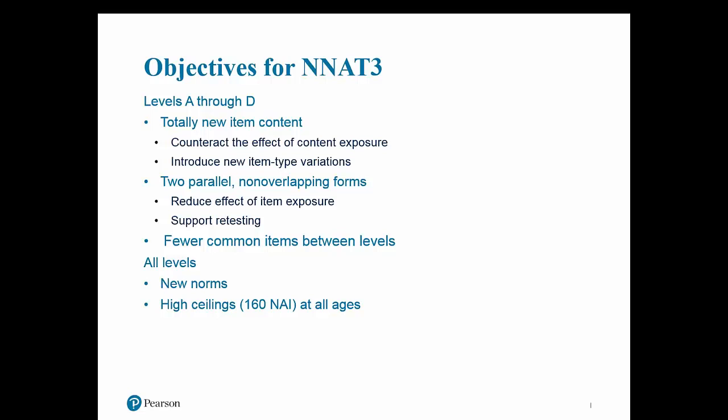It does have vertical linking between levels within a form, but there are fewer common items between levels than was the case for NNAT 2. There are about 15 common items across levels, and there were more than that with NNAT 2. So overall, the effect is a substantially greater number of new items and unique items on NNAT 3 compared to NNAT 2. At all levels, NNAT 3 has new norms, and these norms include high ceilings at all ages. So at all ages, students can obtain the maximum NAI of 160.